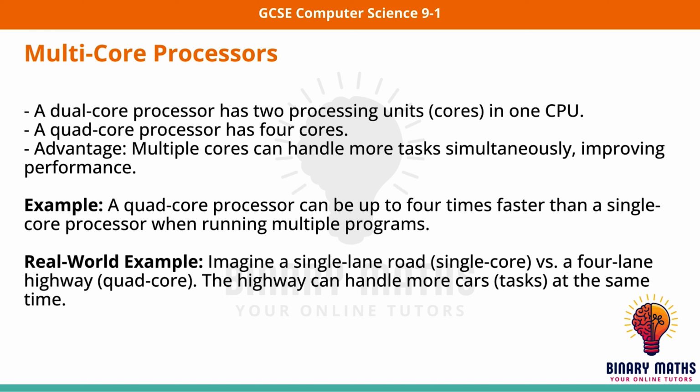Next, let's talk about multi-core processors. A dual-core processor has two processing units, or cores, in one CPU. A quad-core processor has 4 cores. The advantage of multiple cores is that they handle more tasks simultaneously, which improves performance. For example, a quad-core processor can be up to 4 times faster than a single-core processor when running multiple programs. Think of it like a single-lane road versus a 4-lane motorway. The motorway can handle more cars, or in this case, tasks, at the same time.